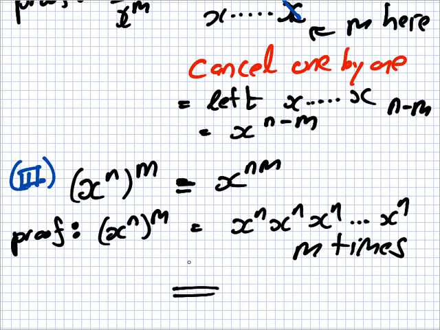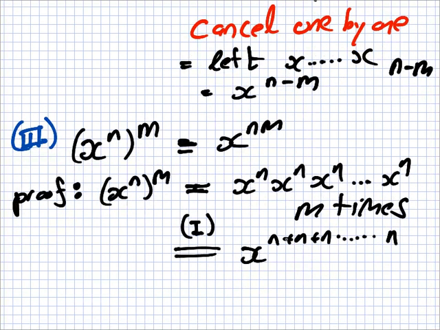But by using the first rule, we can say this is x^(n+n+n+...+n). And if you add the number n to itself m times, then that's the same as just multiplying it by m. So that's the end of the proof for that one. So if you can write that one down, we'll have a look at rule 4 now.